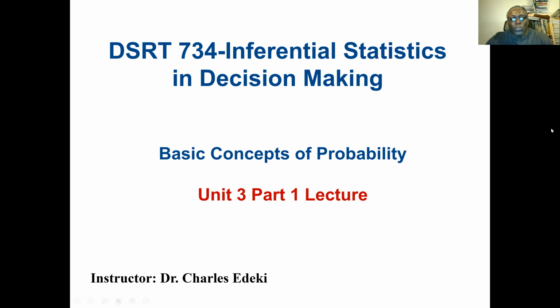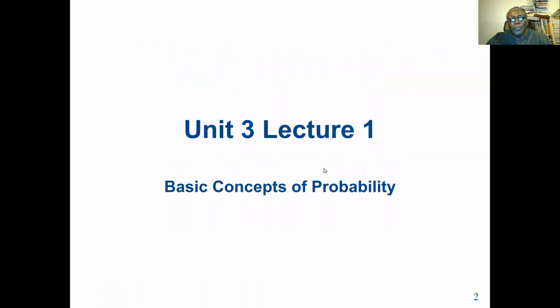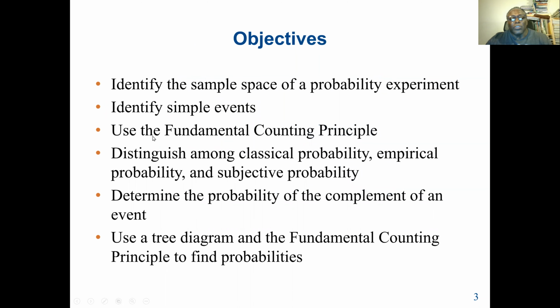In these lectures, we're going to study the basic concept of probability. Our objective is to identify what a sample space of a probability experiment is. Also, we should identify simple events and learn how to use the fundamental counting principle. We should also distinguish among classical probability, empirical probability, and subjective probability. Then we're going to determine the probability of the complement of an event and also learn how to use the tree diagram and the fundamental counting principle to find probabilities.